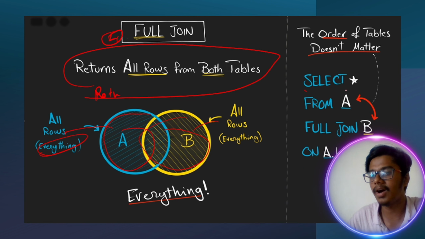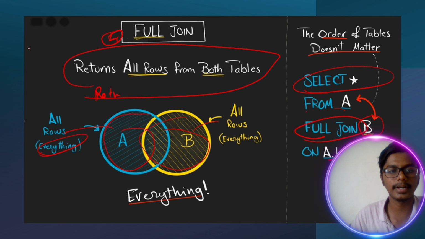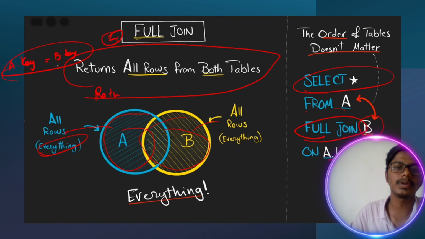How can we write it? Select star from A, and we use the full join keyword with B, and the matching columns: A dot key is equal to B dot key. I'm going to write it here. That's what I'm going to say.